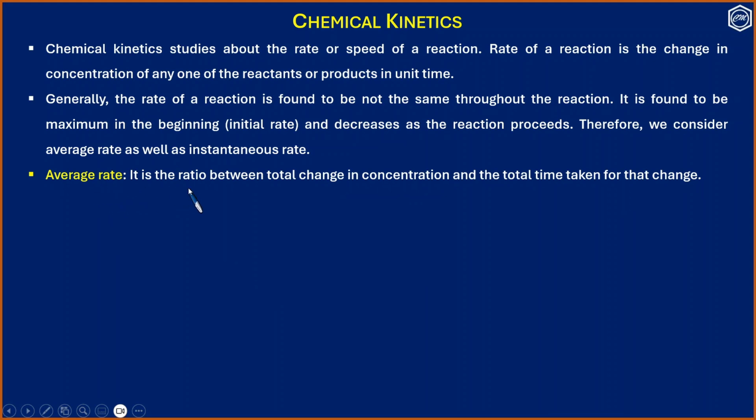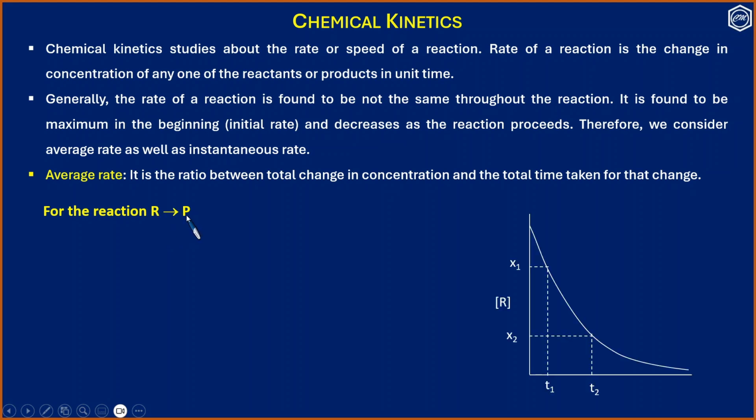The average rate is the ratio between total change in concentration and the total time taken for that change. As a general example, we take the reaction R giving P, where R is the reactant and P is the product. Suppose we plot the concentration of reactant against time, we will get a graph like this. X1 is the initial concentration of the reactant at a time T1, and X2 is the concentration of the reactant at a time T2. So the average rate will be X2 minus X1 divided by T2 minus T1.